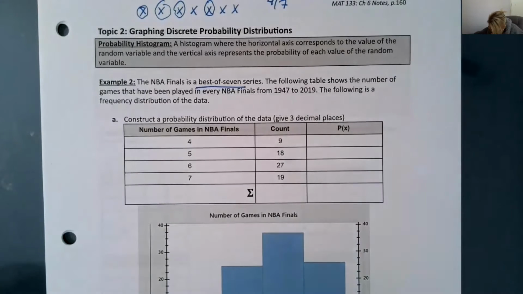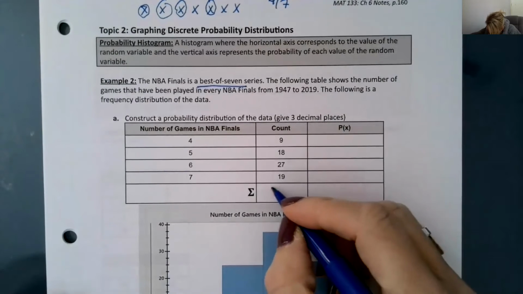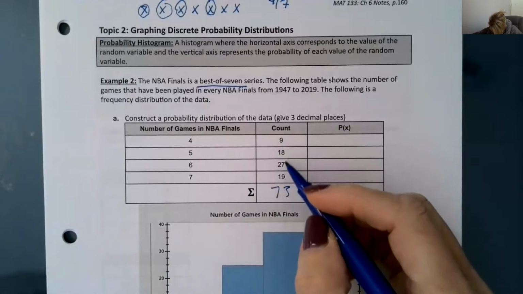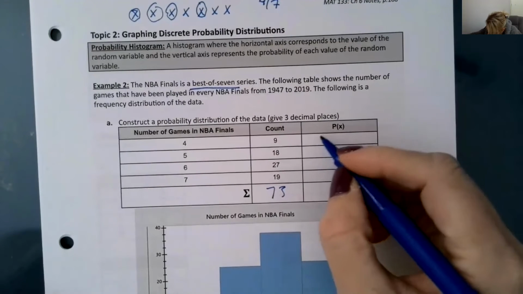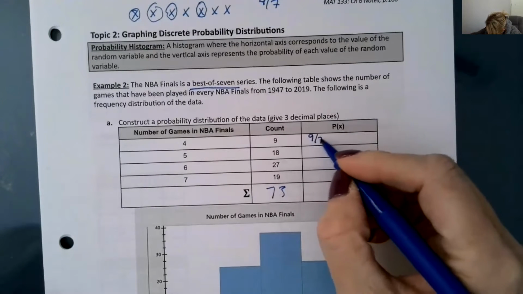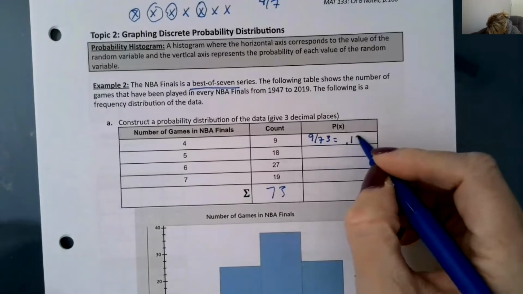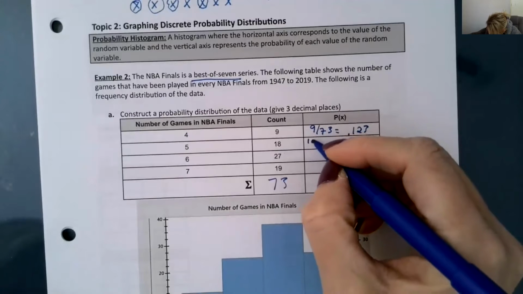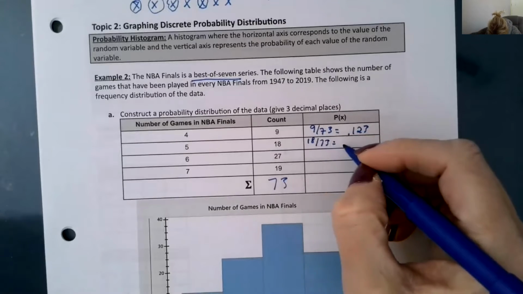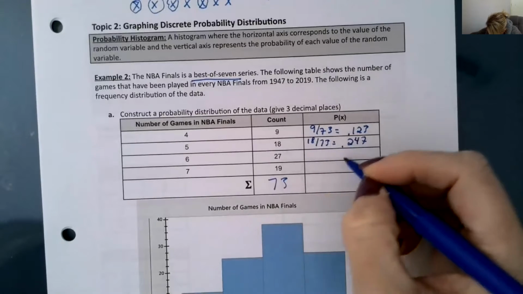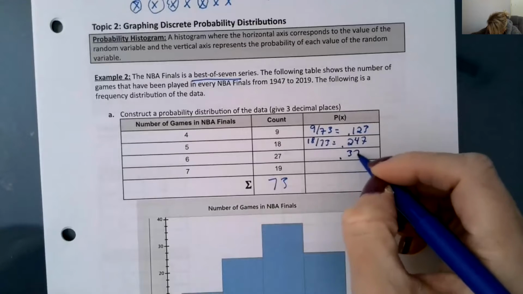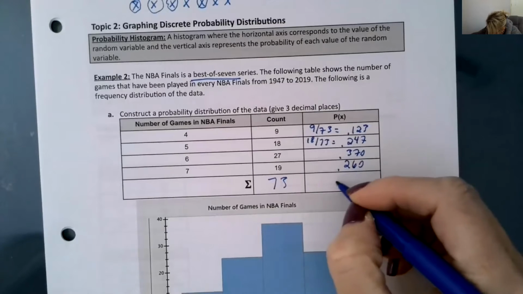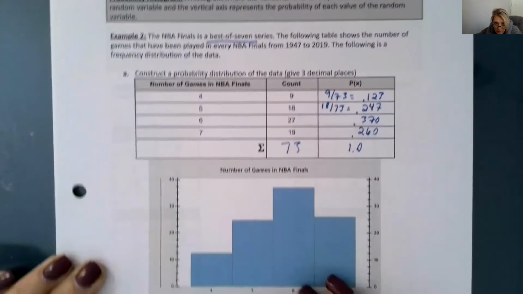So the total number of games that we have here is 73. And so to find this probability here, we take the number 9 and divide it by 73, and we get 0.123. And then likewise, 18 divided by 73, and we get 0.247. And then 0.370, and then 0.260, and these should equal to 1.0.